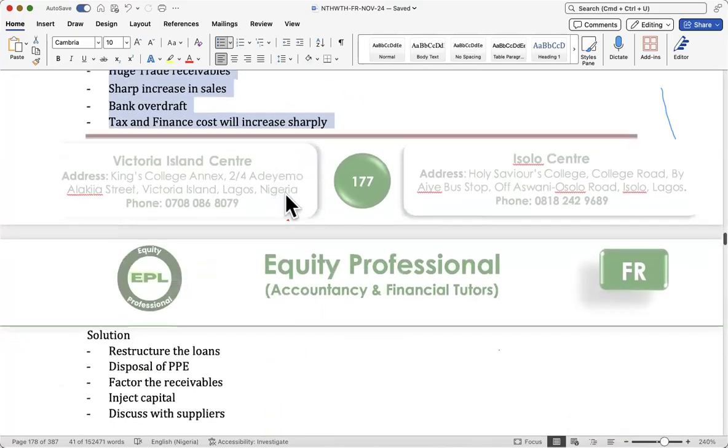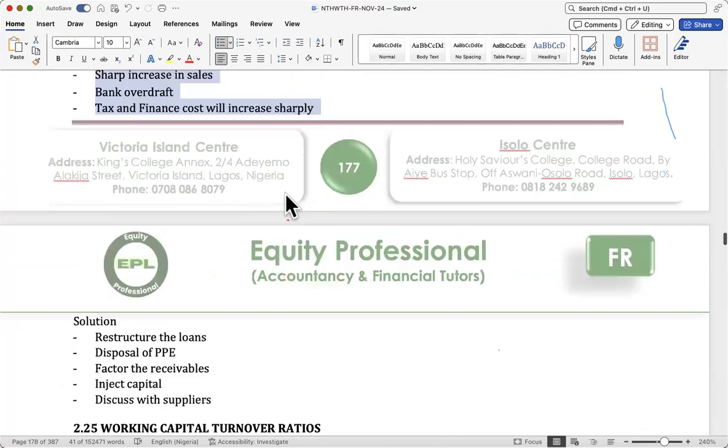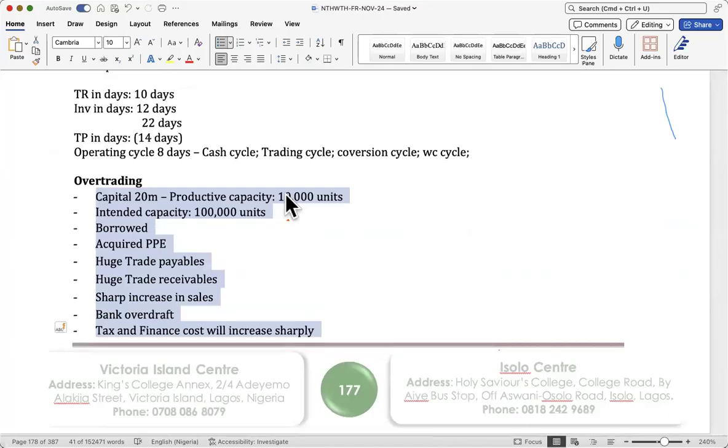Now, how do you then solve this? How do you get out of this mess? Number one, go and meet these people because you have already borrowed. Go and meet them and see if you could restructure these loans. Whether they could help you reduce the rate of interest, maybe they can help you extend the period. I mean, restructure the loan.